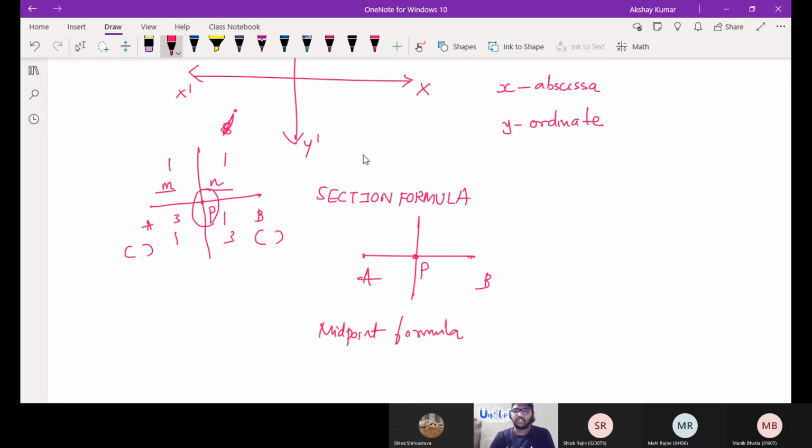So the concept is only so much. They'll give you 2 points A and B. They'll give you the ratio of division also. You just have to identify what your coordinates are. And if it is exactly the midpoint, what are its coordinates? If you're able to do this, you are done. So this is about this chapter of coordinate geometry.